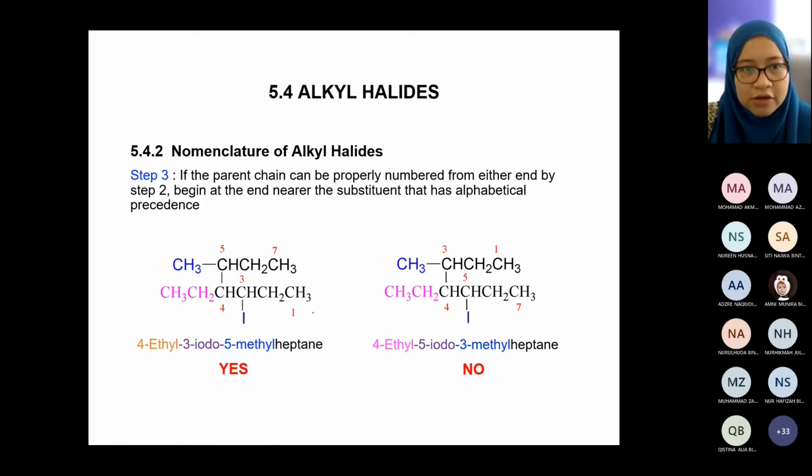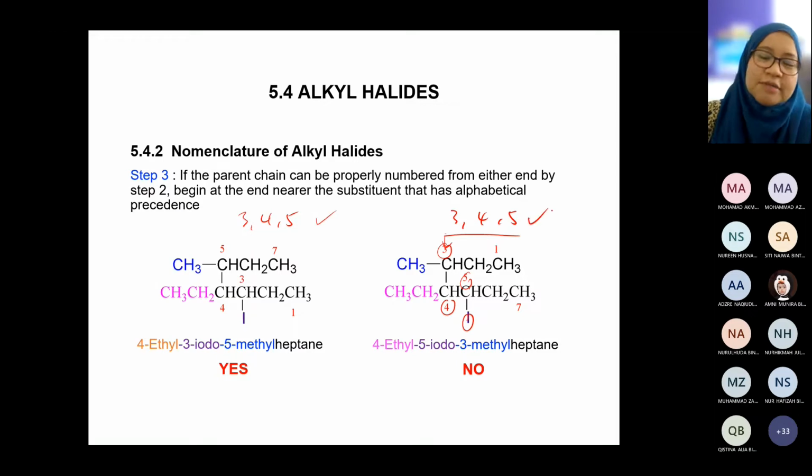Okay, right. Moving on. Ini yang kita recap je lah. If the parent chain can be properly numbered from either end by step 2, begin at the end nearer the substituent that have alphabetical precedence. Okay, macam ni yang maksud saya yang kita nak kena consider tu. Kalau you start from bawah going up, you akan dapat number 3, number 4, number 5, betul tak? Kalau you start from top to bottom, you still akan dapat number 3, number 4, number 5. So ini okey lah ni. 3, 4, 5 okey. Dah dia punya numbering dah the lowest, the smallest.